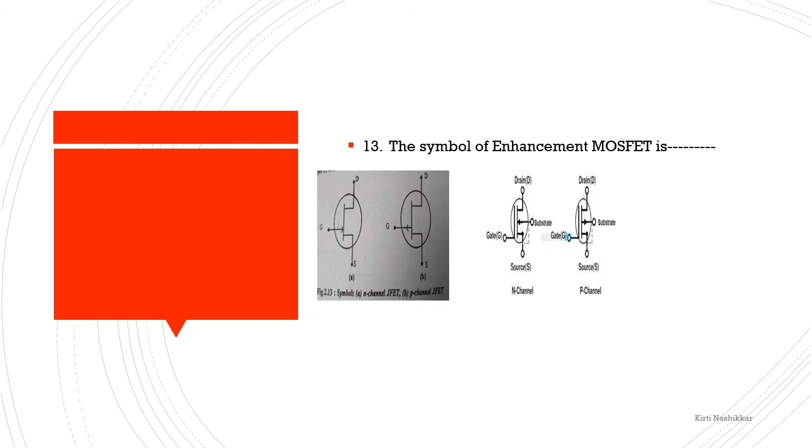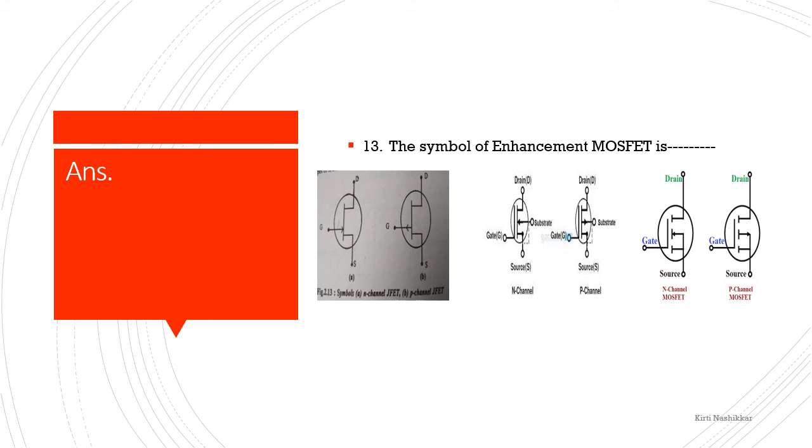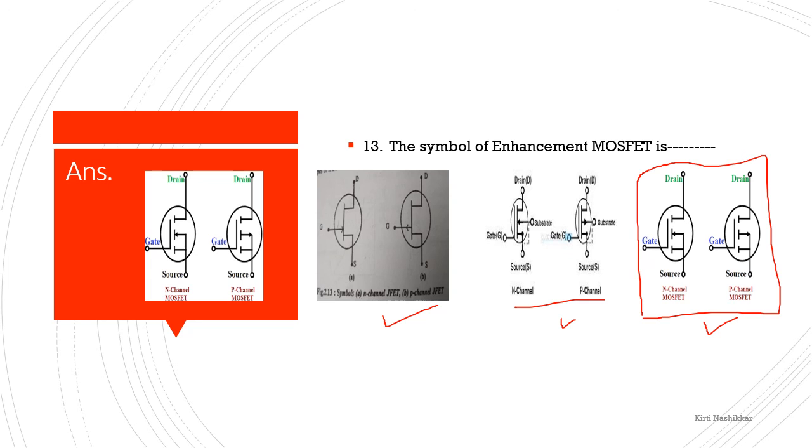Now some symbols are given here, and we have to tell which is the enhancement MOSFET symbol. The correct symbol is this one. While drawing the symbols of FETs, there is a lot of confusion faced by any student. So I suggest you practice drawing the symbols of each and every field effect transistor, so that you will be 100% sure that this is the junction field effect transistor symbol, this is the depletion FET symbol, and this is the enhancement FET symbol. So the correct option is this one.